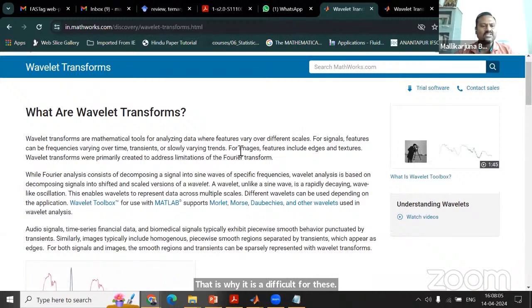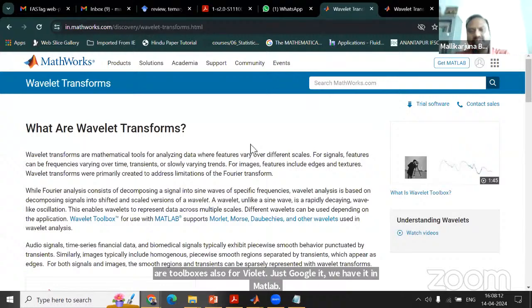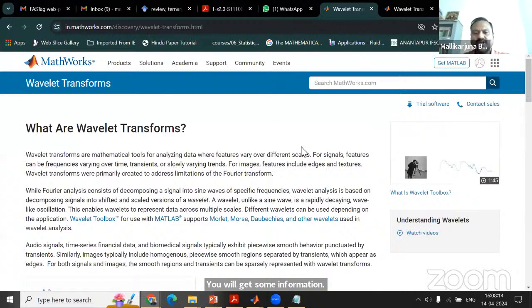There are toolboxes also for wavelet. You just Google it, wavelet in MATLAB. You will get some information. Accordingly, you can follow what your requirement is. Yes. Any more? Any more doubts?